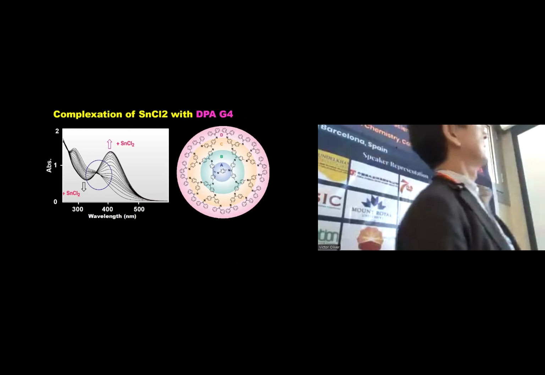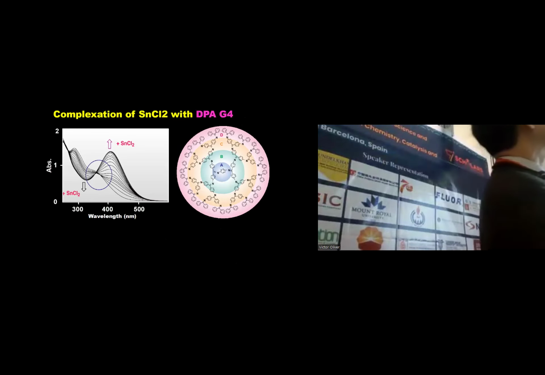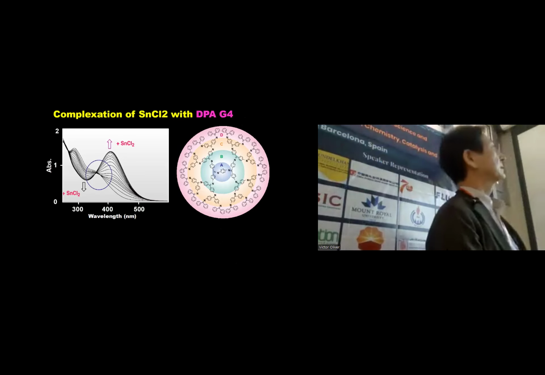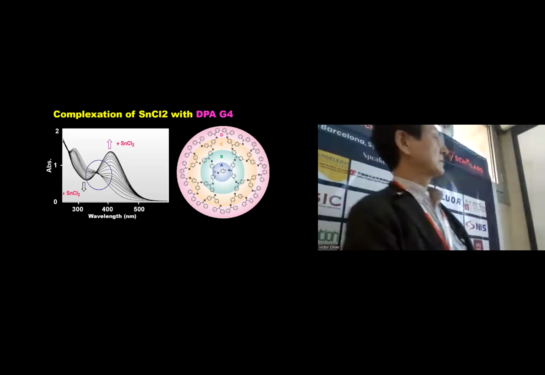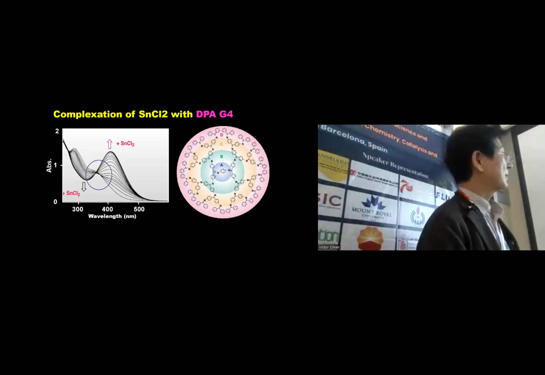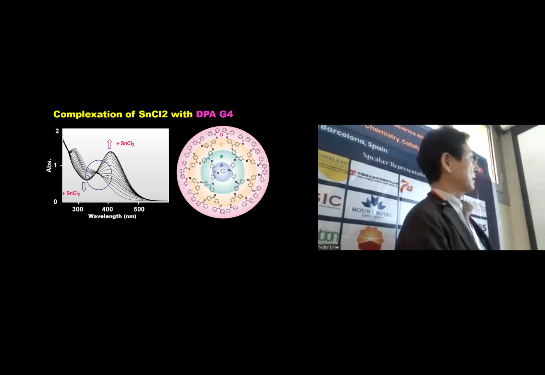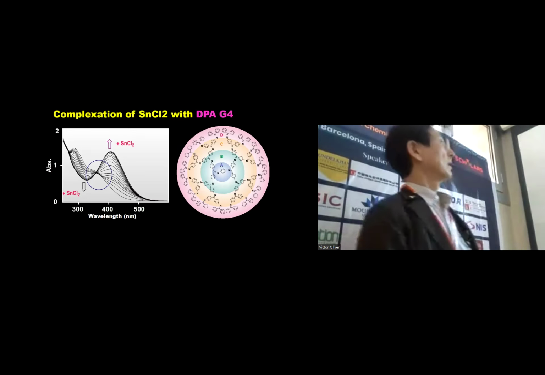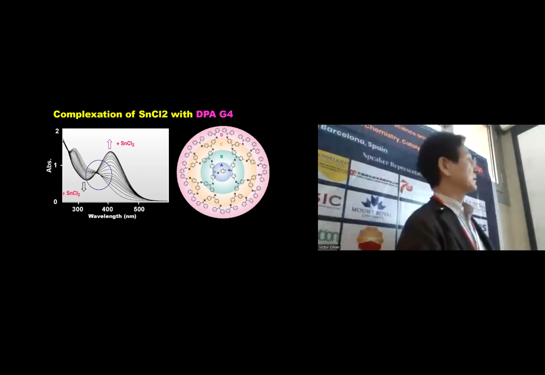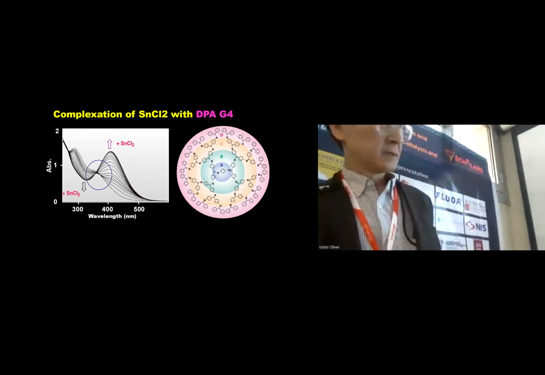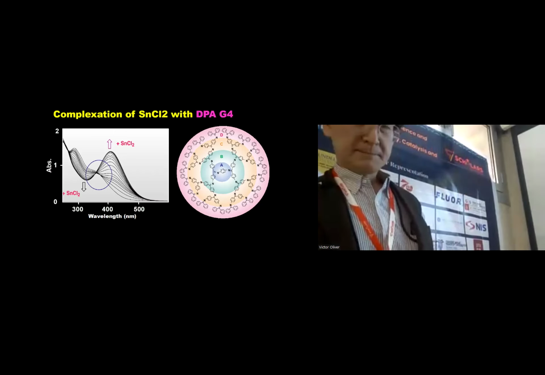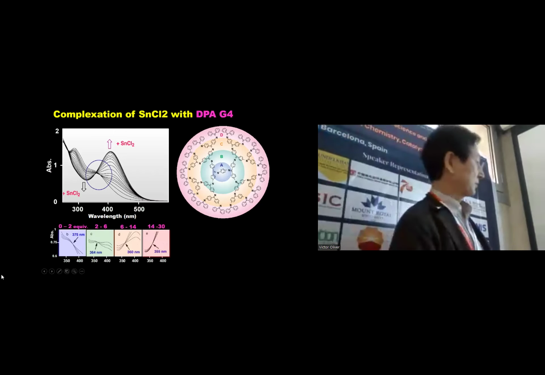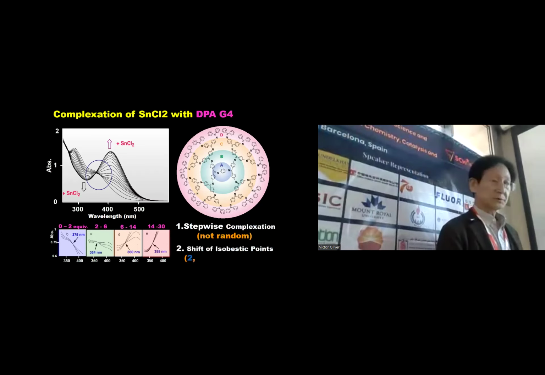So we carried out complexation of tin chloride with dendrimers. During the titration, absorption at 400 nanometers increased with decreasing absorption at around 300 nanometers, which is attributed to the C=N double bond. So interestingly, the spectral changes show isosbestic points. For 0 to 2 equimolar amounts of tin chloride addition, the isosbestic point was at 375 nanometers.